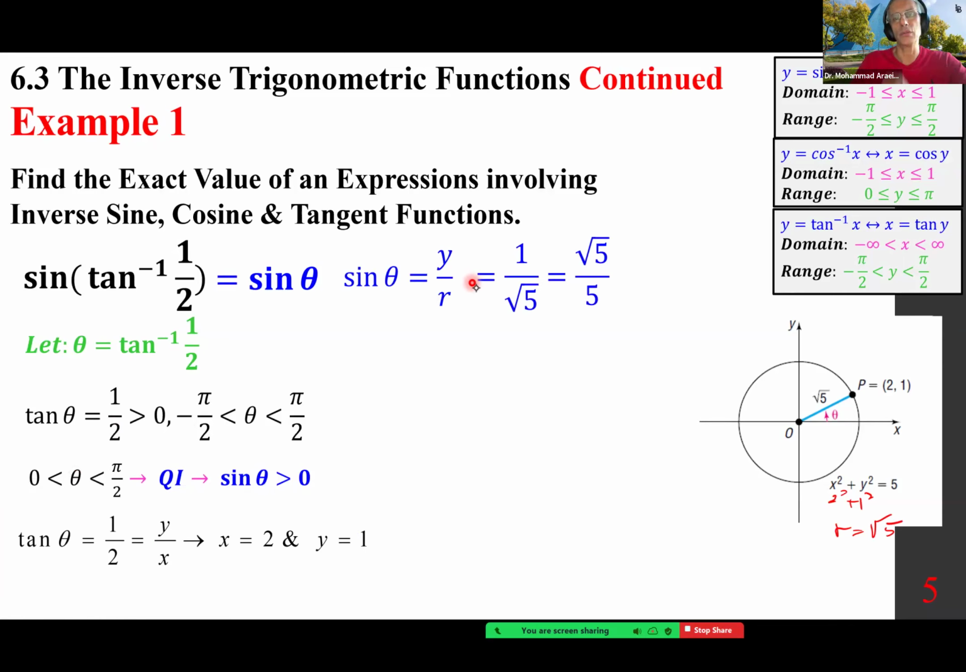And by now you know how to rationalize. I quickly remind you again. So just multiply by square root of 5 over square root of 5, and you get square root of 5 over 5.